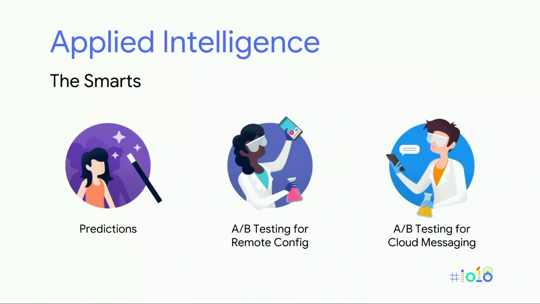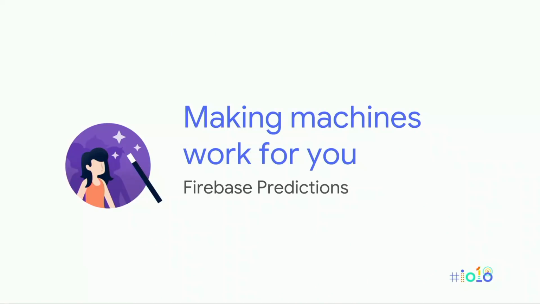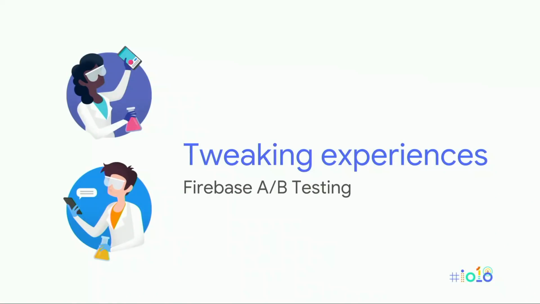So the smarts. Predictions, A/B testing, and A/B testing for cloud messaging all allow us to add some machine magic to automate those tasks we were just doing. By using Firebase predictions, we take Google's Cloud ML and actually integrate it right into our analytics data. It helps predict actions that our user base will take, like will they churn or will they spend money? Or we can even have it predict a custom analytics event, like are they ever going to reach the 3rd level?